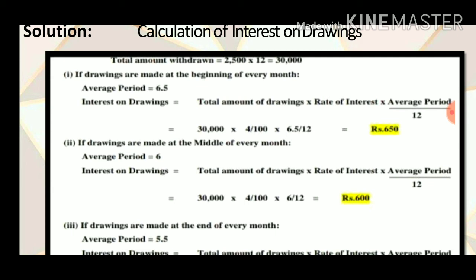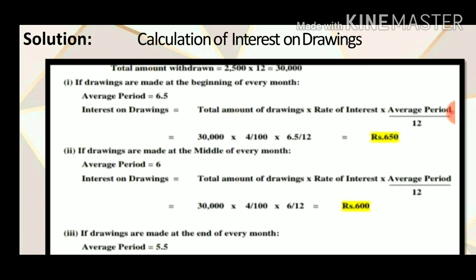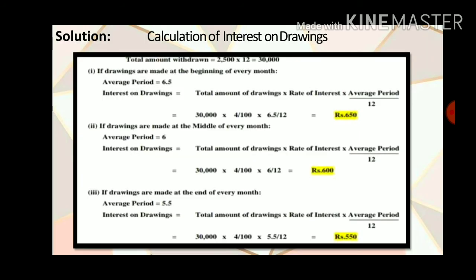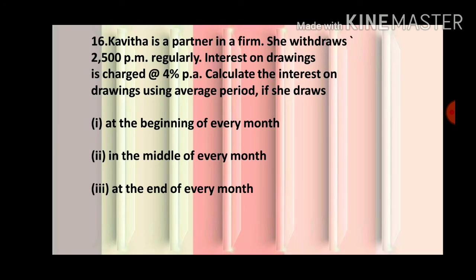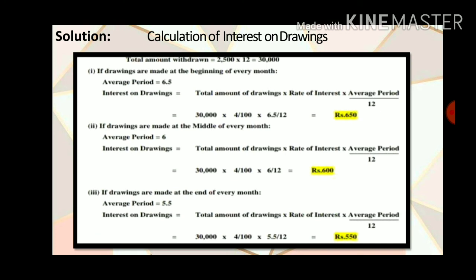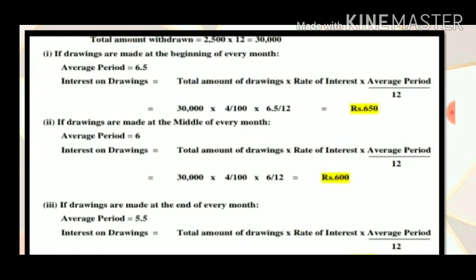Here, the average period is given as beginning in the first point, at the beginning of every month. Since it is 2,500 per month, we multiplied by 12 and took 30,000. For the beginning, the table gives the average period 6.5. Divided by 12 as usual. So 30,000 into 4 by 100 into 6.5 divided by 12. We get rupees 650.